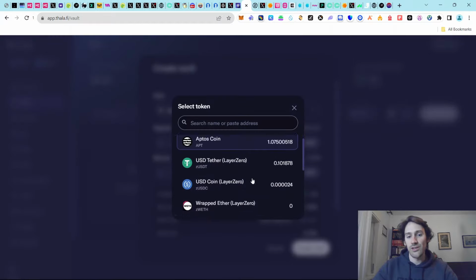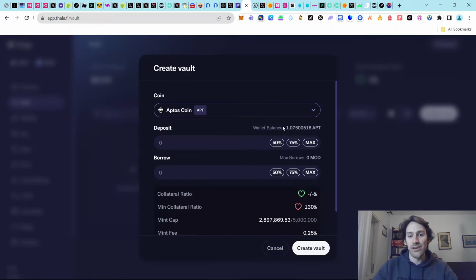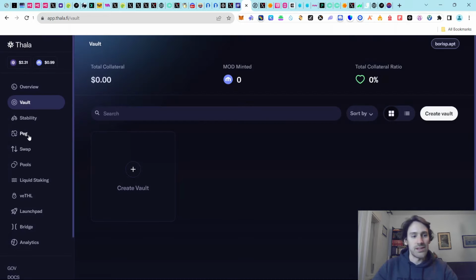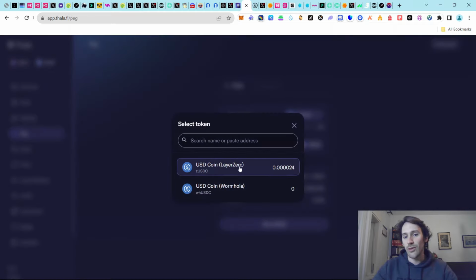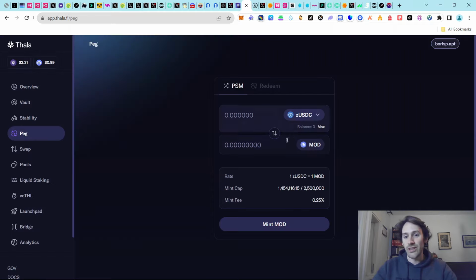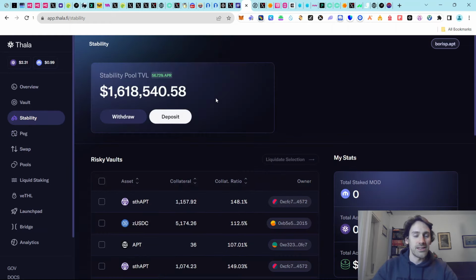Here you can deposit your collateral and mint their own native stablecoin called Move Dollar, and you can only deposit a minimum of 500 worth of deposit and borrow against it. So if you have a smaller amount to work with, you can also go in the peg tab, and here you can simply swap some of the USDC into their own native MOD stablecoin. And how we can use it, first thing is here in this Thala Stability Pool, TSP.